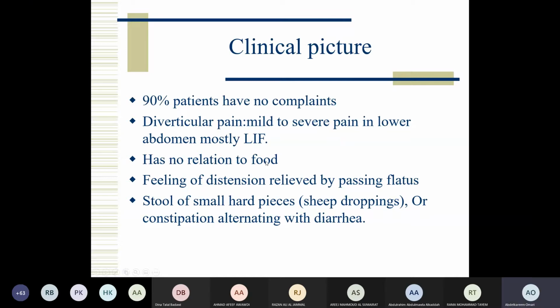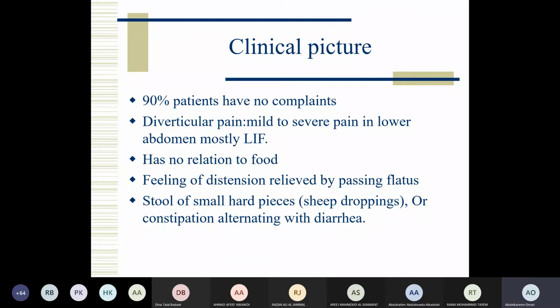So the patient, if he has this complaint, will feel pain in the lower abdomen, mostly the left iliac fossa. It has no relation to food. This is the characteristic of this disease. The patient tells you: whether I ate or not, I feel it, especially in the morning. Feeling of distension: the patient always feels bloated, relieved by passing flatus. Once he goes to the toilet and passes gas, he feels relieved.